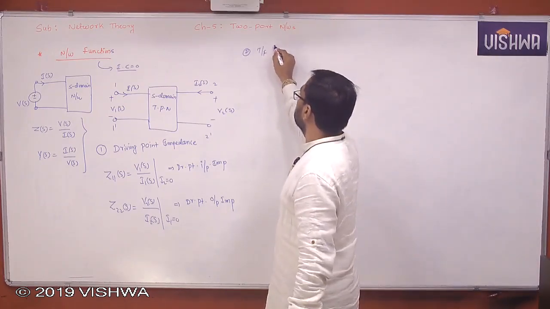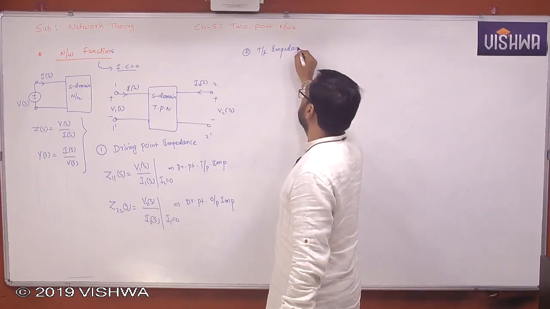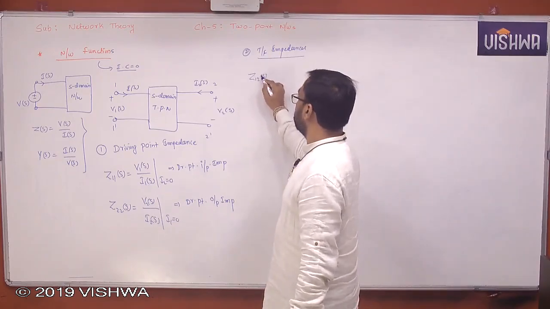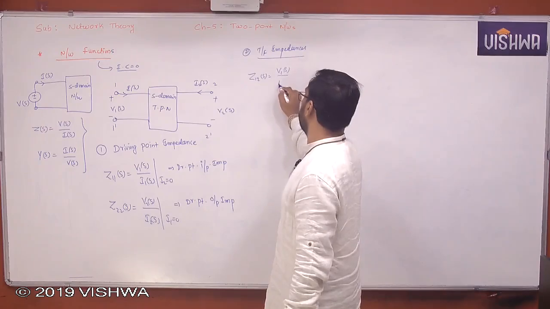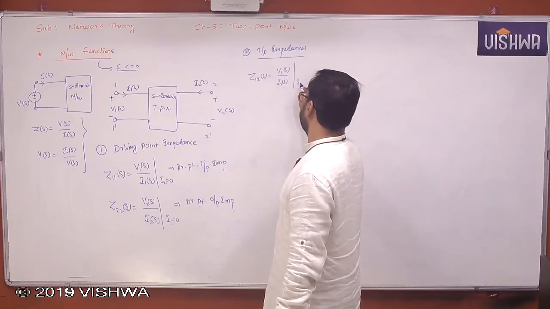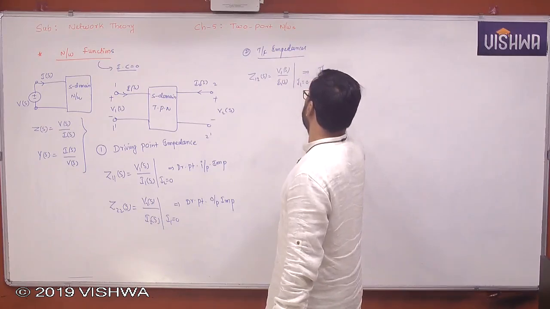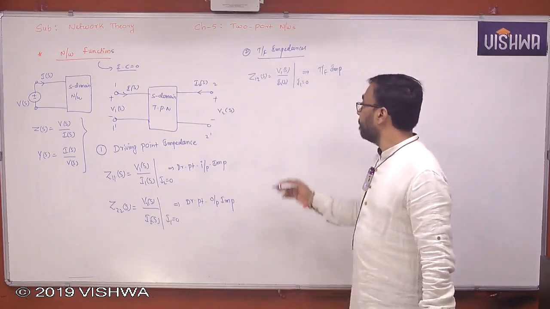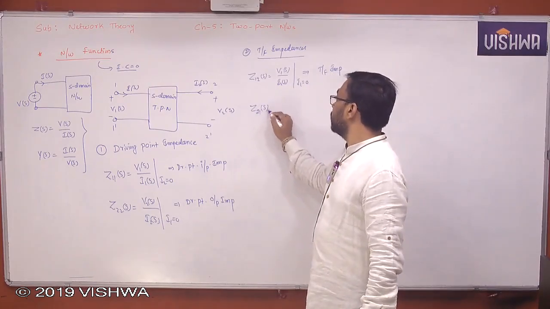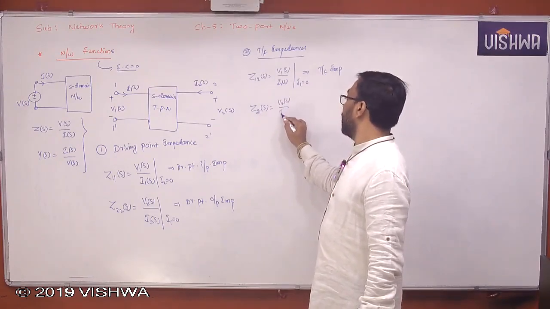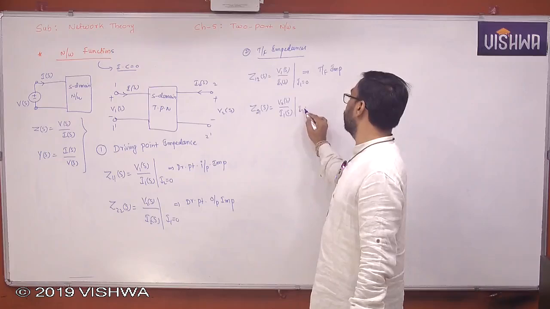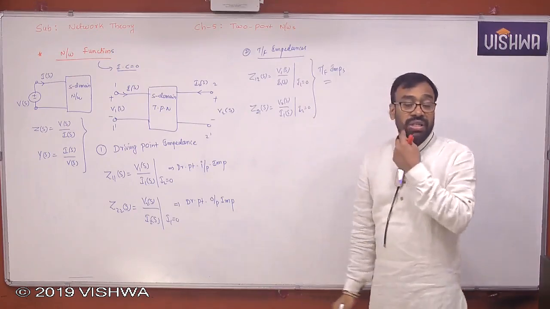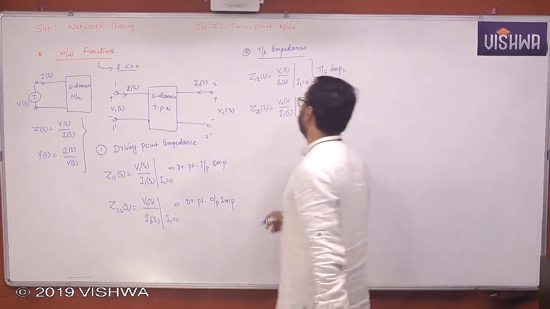Transfer impedances. Z12 of S is V1 of S by I2 of S when I1 is 0. This is called transfer impedance. Z21 of S is V2 of S by I1 of S when I2 is 0. So these are called transfer impedances. Okay, one is a forward transfer impedance, the other is a reverse transfer impedance.